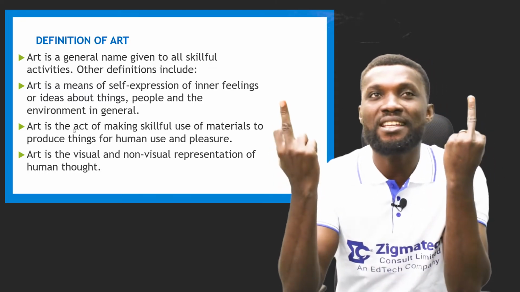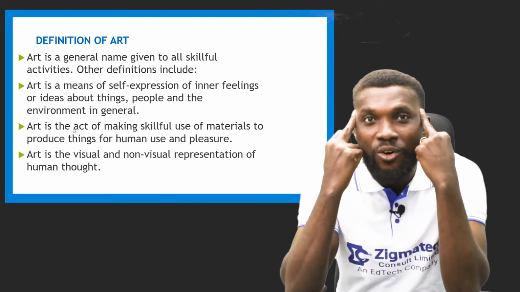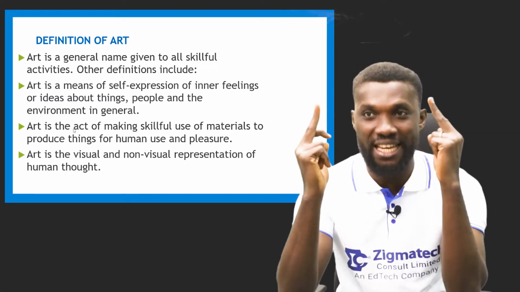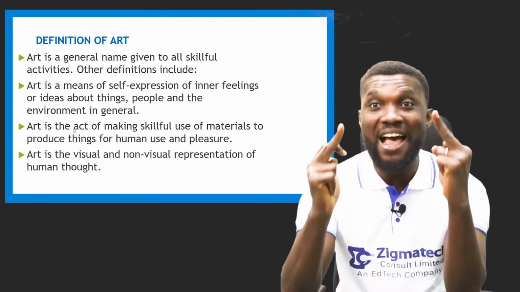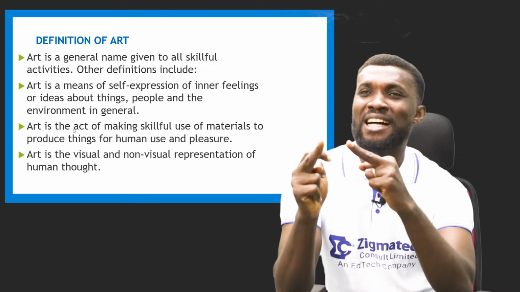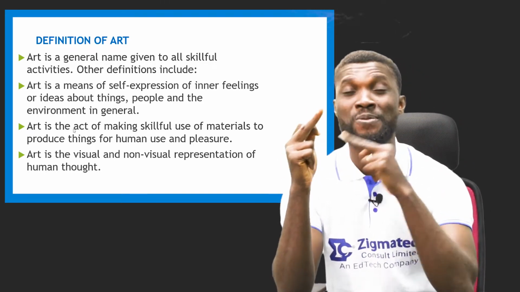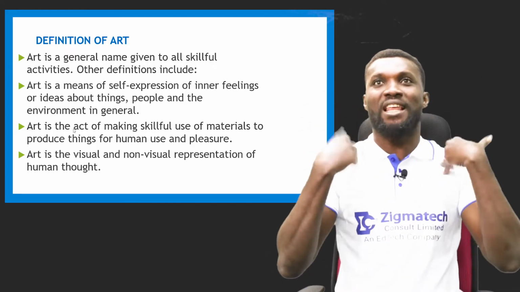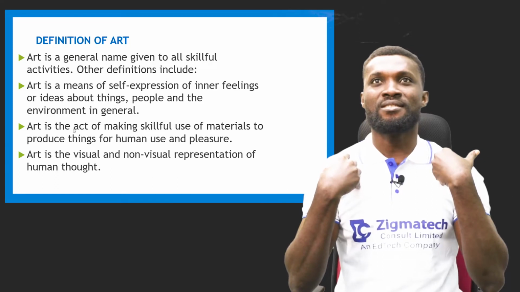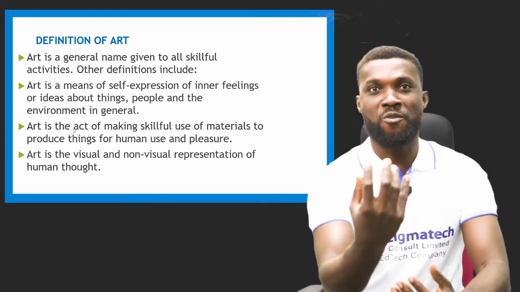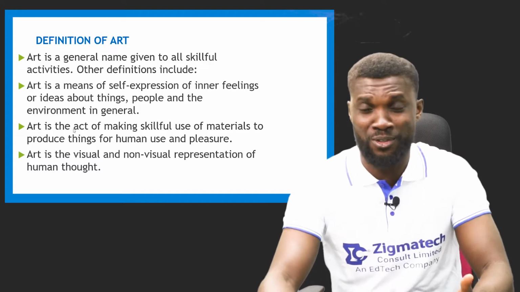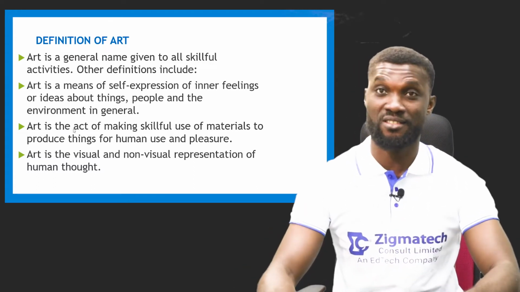So I can be thinking something in my head until I bring it out to life. You don't know what I have in my head. So art is the visual and non-visual representation of human thought. So if what I'm thinking in my mind is to cry, the only way I will bring it out for you to know is I'll start crying. You get that? Beautiful. Then you say, oh, he's feeling sad.